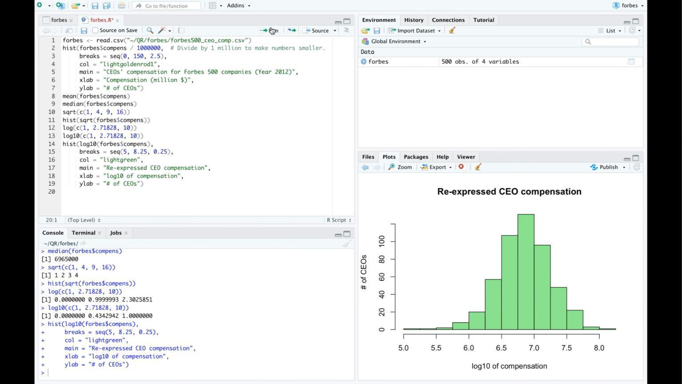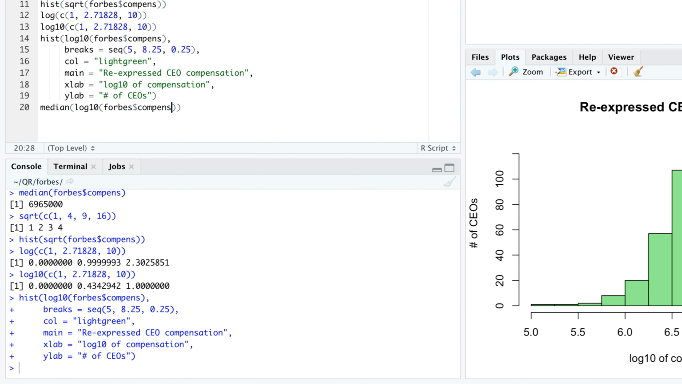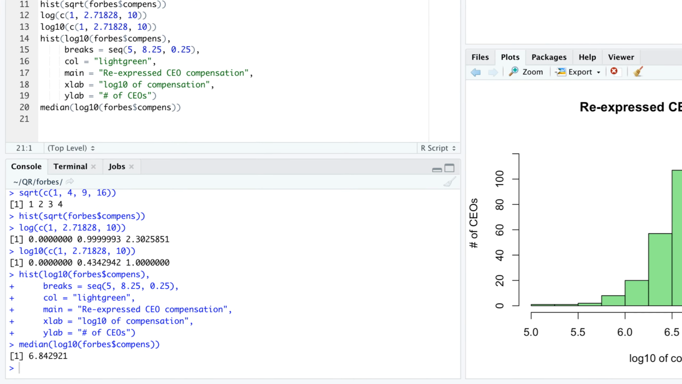Now the distribution looks nearly symmetric, so we expect the mean and median on a log scale to be almost equal. Looking at the histogram, we estimate both values to be between 6.75 and 7. When we apply R's median function to the re-expressed data, the return value is consistent with our estimate. However, the mean function returns -infinity.